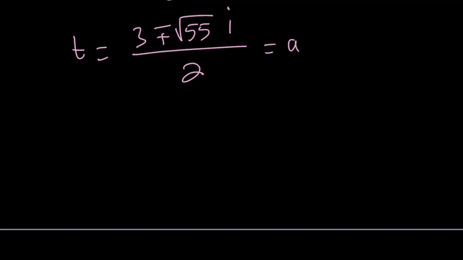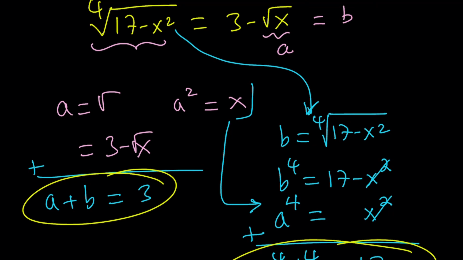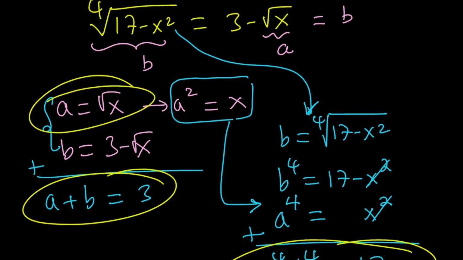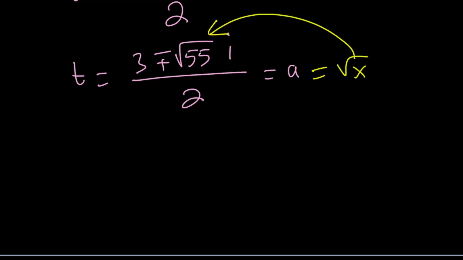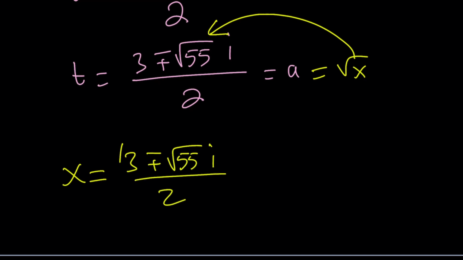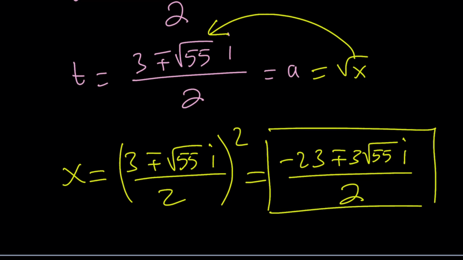Anyways, so what is a though? Do you remember? a is square root of x. So a is equal to square root of x, which is nice. Let's go and replace a with square root of x. So what do you need to do to find x? Square both sides and you'll get the x values. It's that easy, right? 3 plus minus square root of 55i divided by 2. If you square this, you're going to get, after simplifications, negative 23 plus minus 3 root 55i divided by 2. So that's going to be another pair of x values.